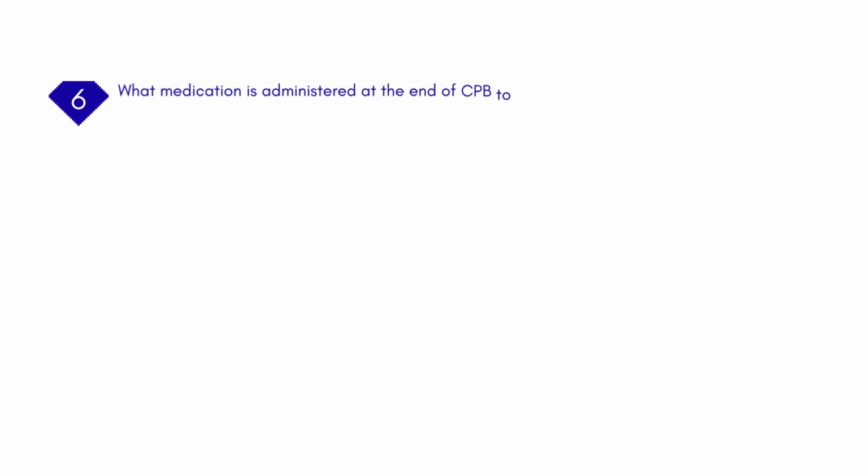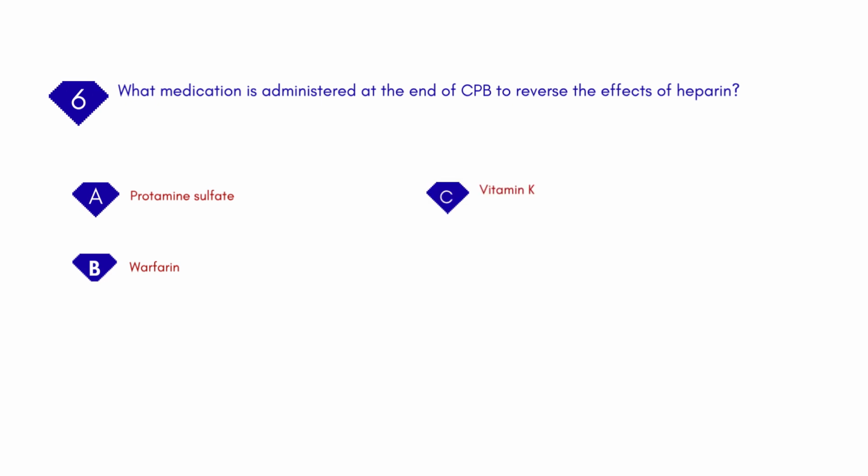What medication is administered at the end of CPB to reverse the effects of heparin? A. Protamine sulfate. B. Warfarin. C. Vitamin K. D. Tranexamic acid.